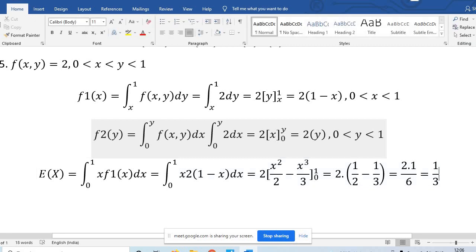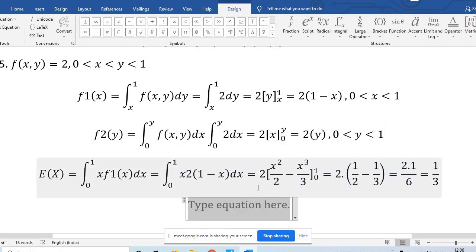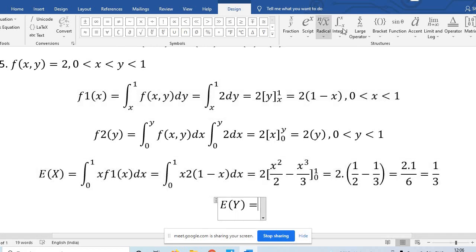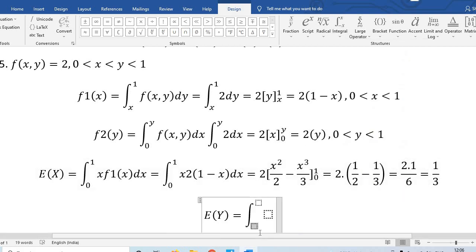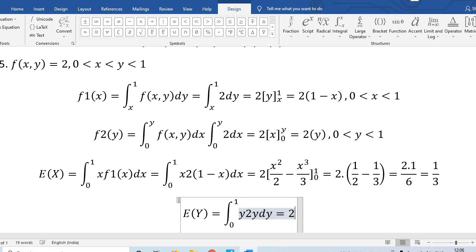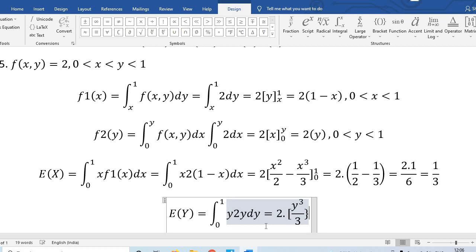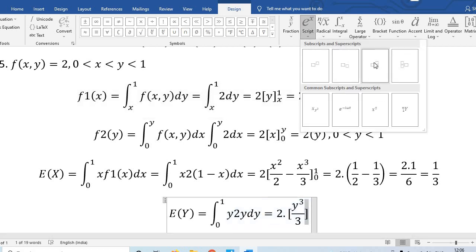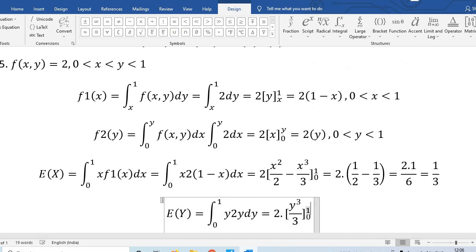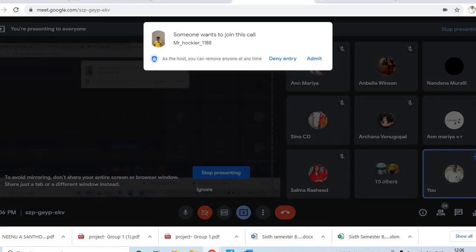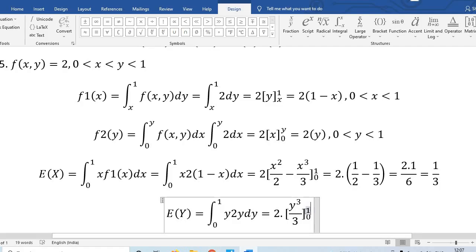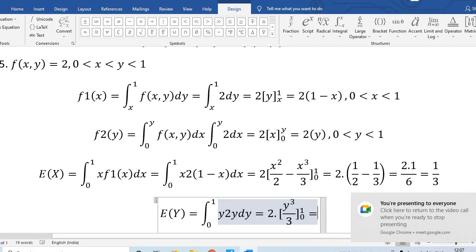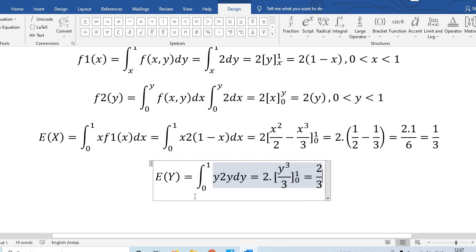Similarly, expectation of y equals the integral of y from 0 to 1, y into 2y dy, that equals 2 into y cube by 3, that is 2 by 3. Okay, so we obtain expectation of x and expectation of y.